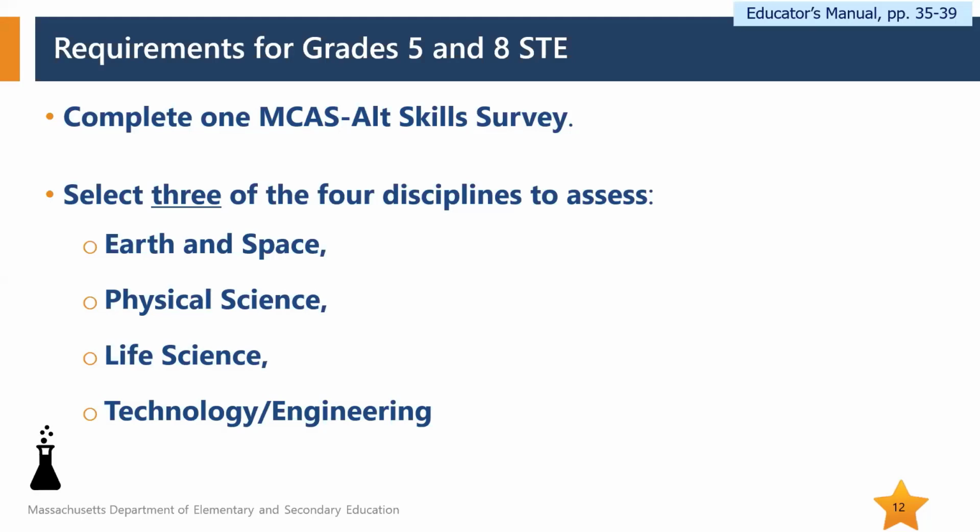So I want you to do something for me. If you have a pen and paper or a place on your computer that you take notes, I want you to think about this. First of all, you're going to complete the skill survey. That's a given, right? But next, think about the 3 of the 4 disciplines you might want to assess. Here's 4 of them. Nobody is going to see what you write down except you. And this is just going to help you remember what you have to do.